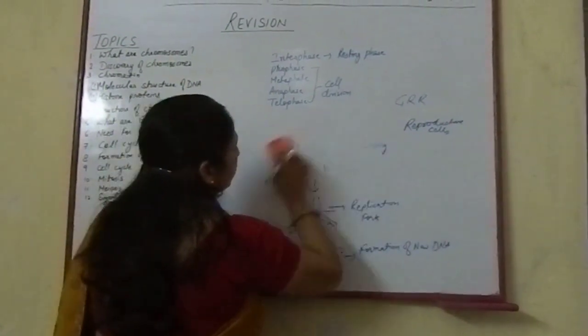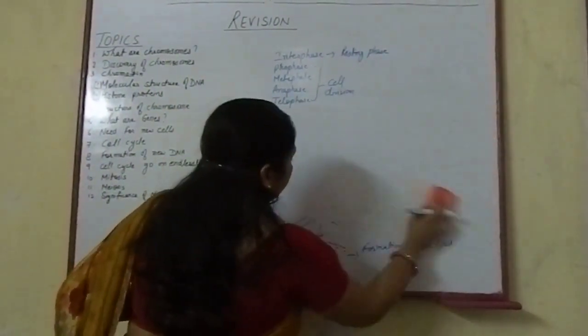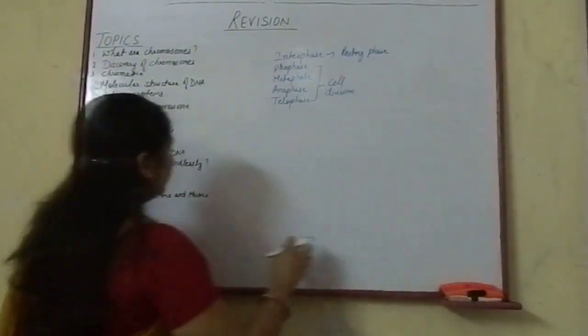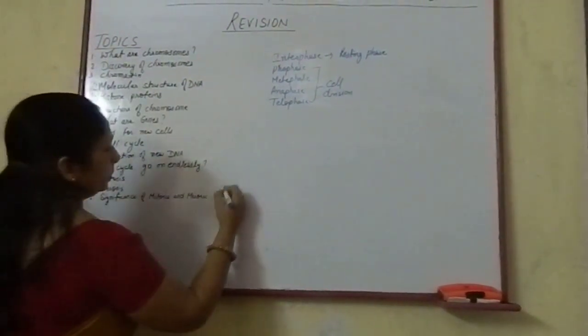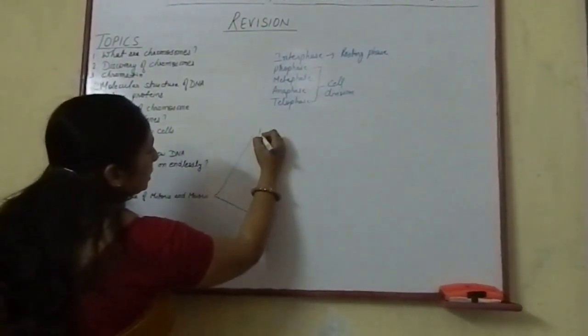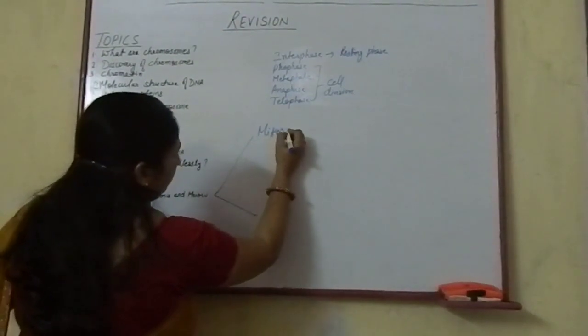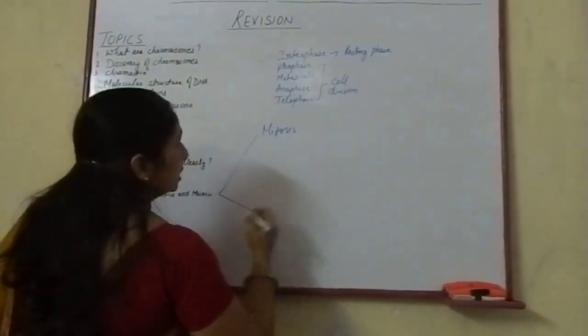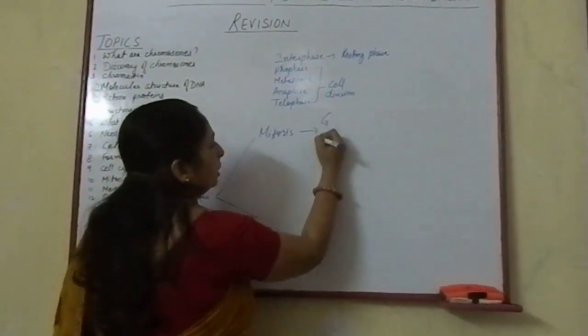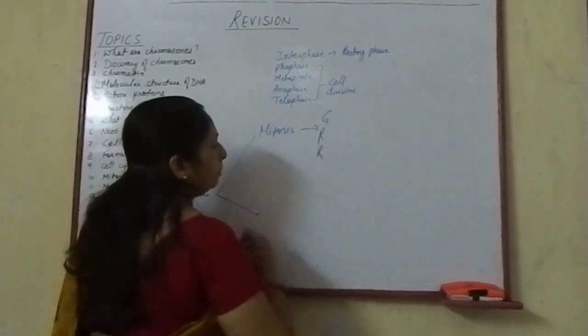Last topic of this chapter is significance. Significance of mitosis and meiosis. So first we will discuss mitosis. Mitosis has three: growth, repair and replacement.